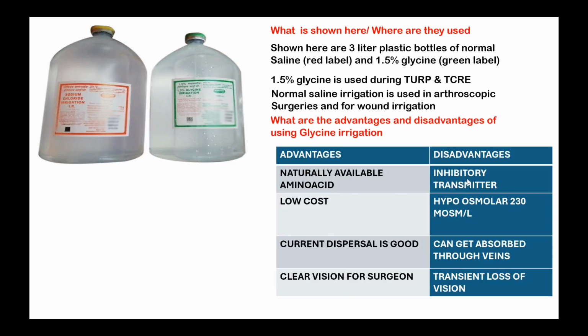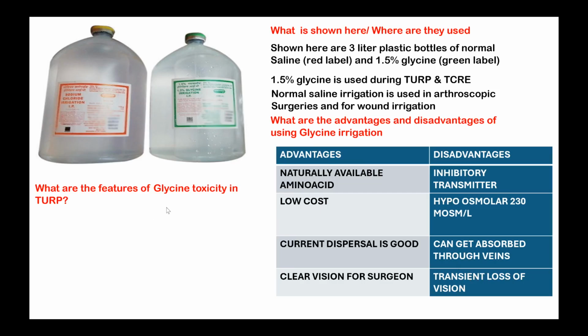Disadvantage, it is an inhibitory transmitter, and it is hypoosmolar, can get absorbed through the veins and produce TURP syndrome. And there can be transient loss of vision because of the inhibitory effect of the glycine. So these are the 4 advantages and 4 disadvantages.